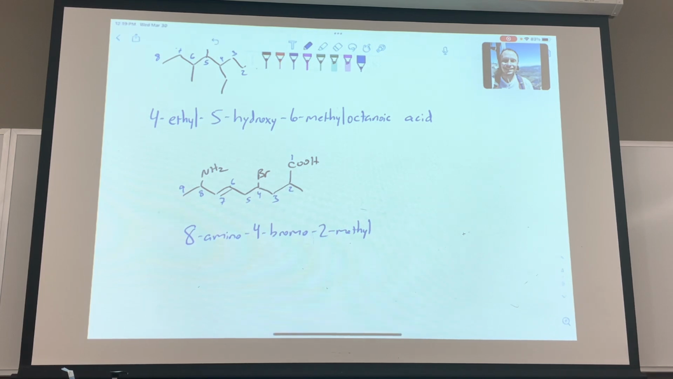This is a 9-carbon chain, so we'll call that nonenoic. 6E. And because of the alkene, this would become an enoic acid. Any questions on these nomenclature?